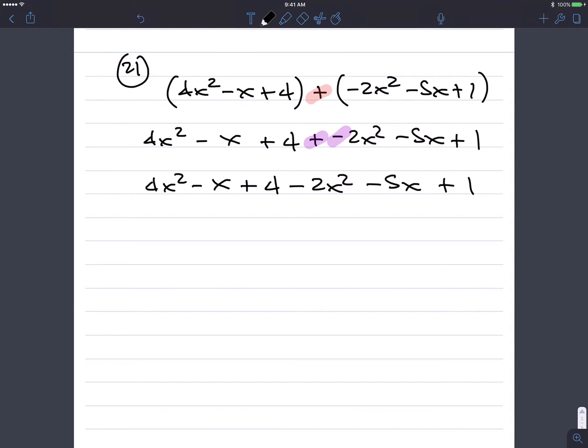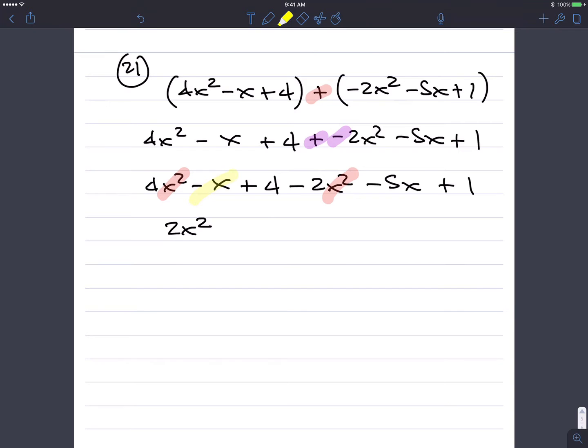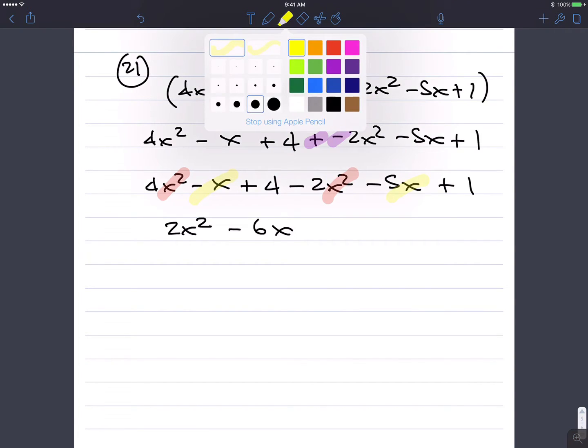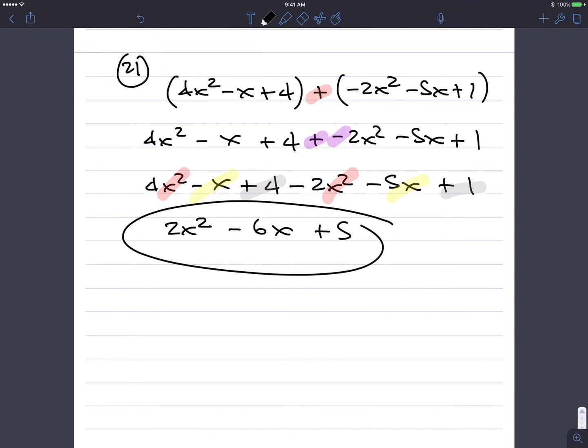So I could now identify the terms that I have. Let's find our apples. Have 4 apples. I owe 2. I'm going to have 2 apples. Let's identify the bananas. I owe a banana, and I owe 5 bananas. I'm going to owe 6 bananas. I have $4, and I have $1. I'm going to have $5. And this is number 21.